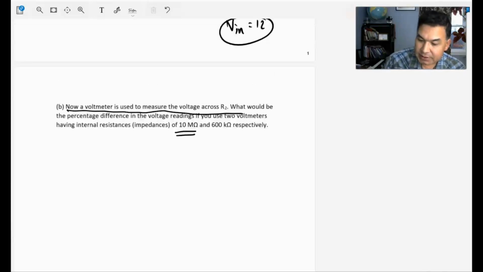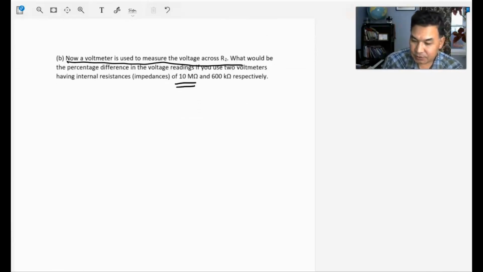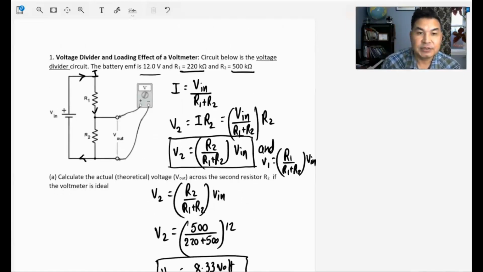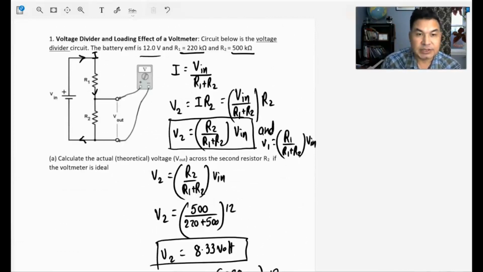So let's do that. Now what's going to happen is, if this voltmeter has some finite resistance, then the second resistor will see some resistance in parallel with it, right?